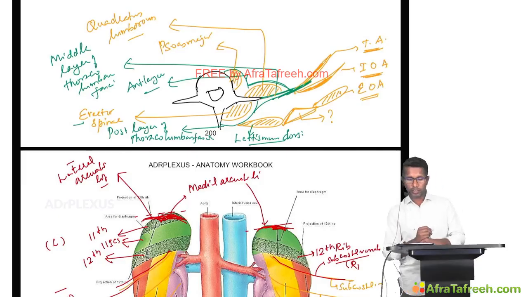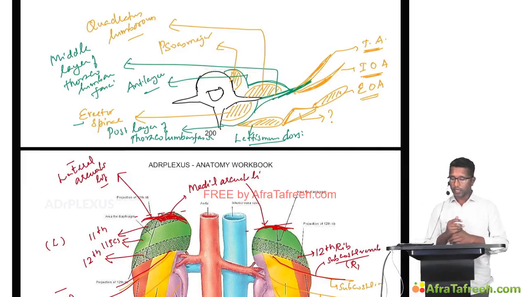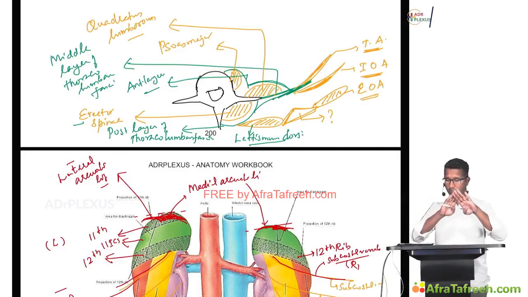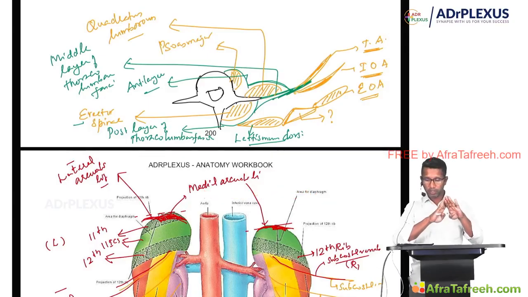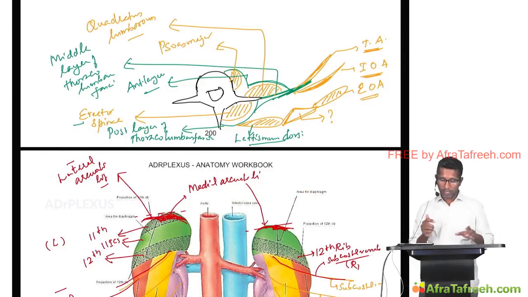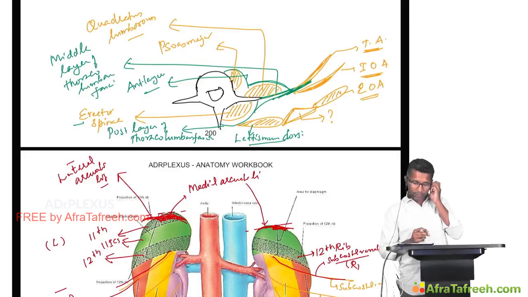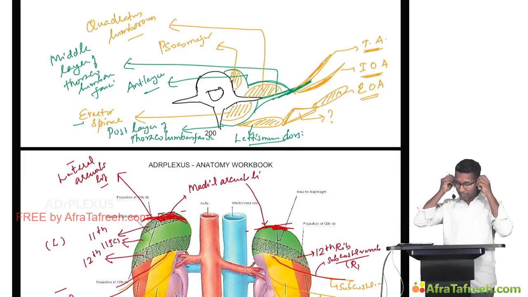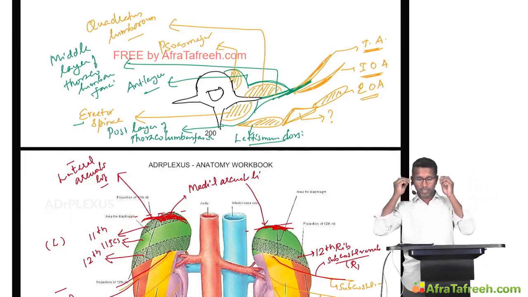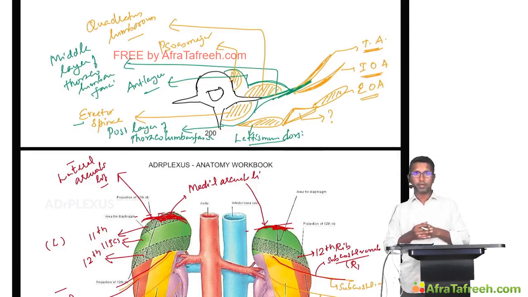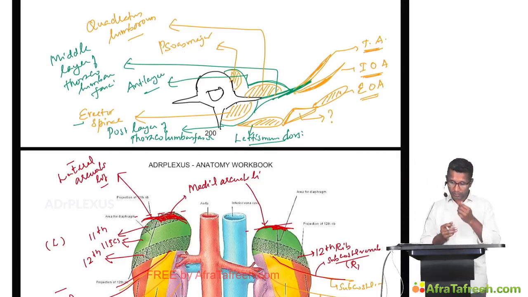Can anybody name the triangle which is bounded medially by the latissimus dorsi, bounded laterally by the external oblique abdominis muscle, and bounded inferiorly by the iliac crest? Anybody, guys? Very good Anashwara, very good Adira. It is called the lumbar triangle of Petit. Hernia can also happen through this potentially weak area, which is called a Petit hernia. This is called the lumbar triangle of Petit. Excellent guys.